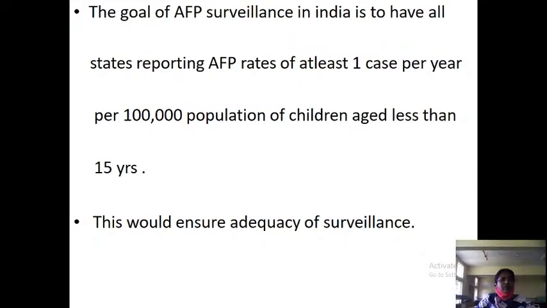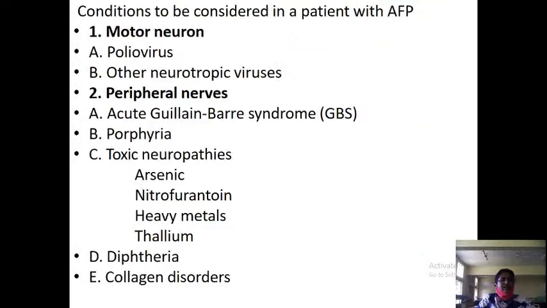So what is the goal of AFP surveillance? There should be reporting of cases such that the reporting is so efficient that at least 1 case per 1 lakh population of acute flaccid paralysis is reported in children less than 15 years of age. This would ensure good efficacy or adequacy of surveillance.